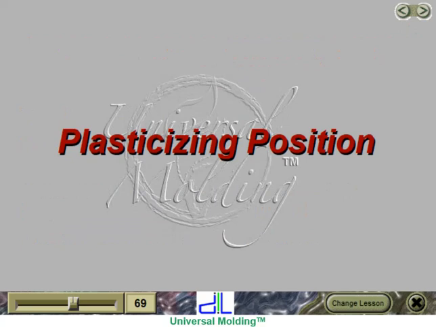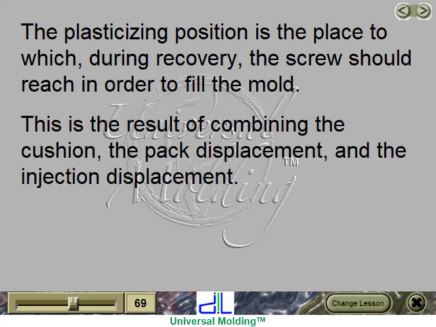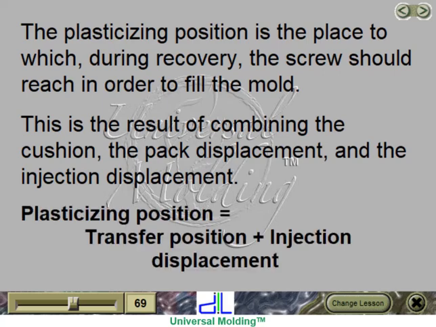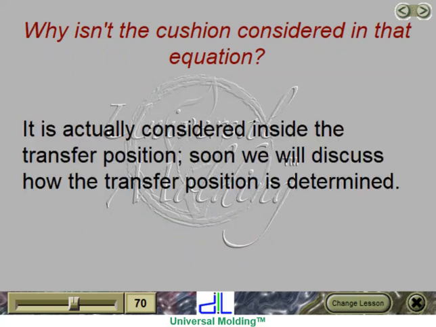Plasticizing position. The plasticizing position is the place to which, during recovery, the screw should reach in order to fill the mold. This is the result of combining the cushion, the pack displacement, and the injection displacement. We could say that the plasticizing position equals the transfer position plus the injection displacement. Why isn't the cushion considered in that equation? It is actually considered inside the transfer position. Soon we will discuss how the transfer position is determined.